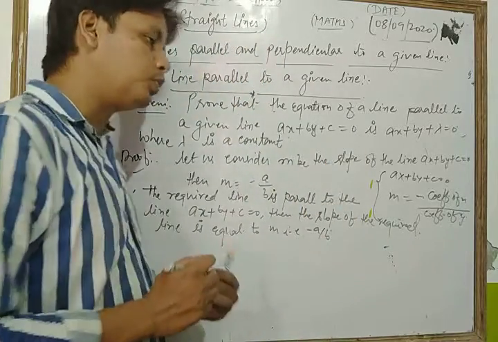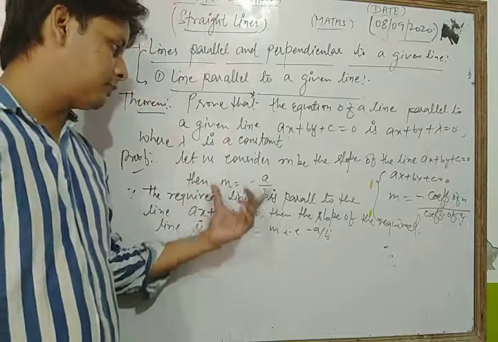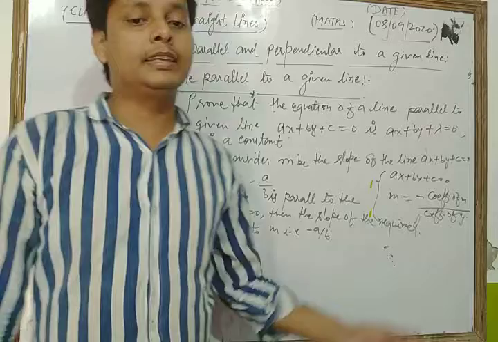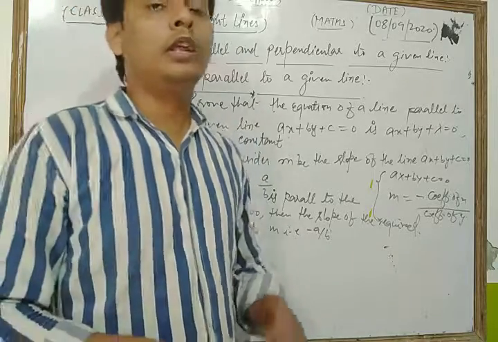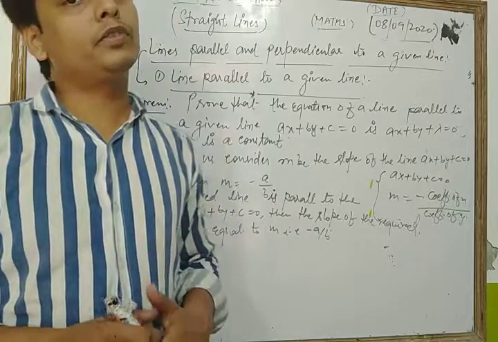Dear students, when two lines are parallel to each other, then you know very well that the slope of the required line is also equal to minus a upon b. Now let c1 be the y-intercept of the required line.